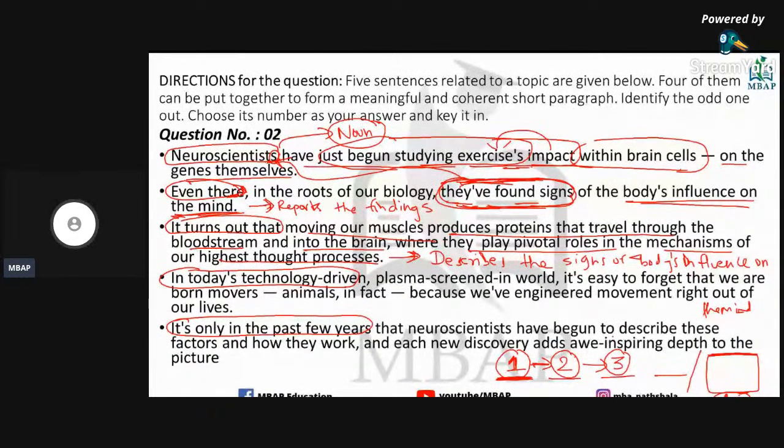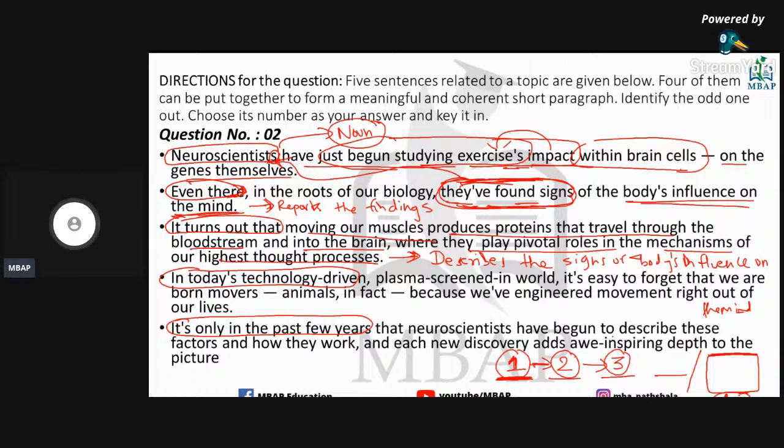That after carrying out the study, they came up with some findings. Okay, they were able to conclude something. So sentence 2 reports the findings, which are obtained through the study carried out in sentence 1. And then if you read sentence 3, you realize that it further elaborates sentence 2.